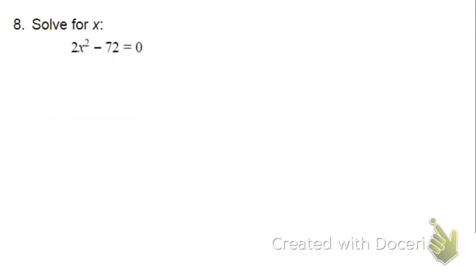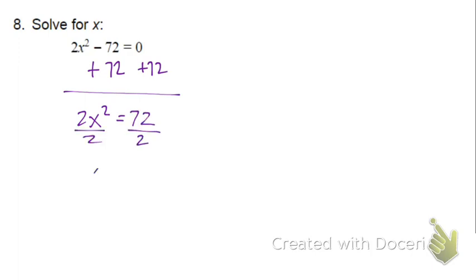Number 8, solve for x. A lot of people got -1. Do you know why you got -1? You did this. I'll show you what you did. You did, okay, plus 72, that's awesome. 2x squared equals 72. You divided by 2, that was awesome. You got x squared equals 36. You took the square root, that was awesome. And you got x equals 6, and that was not awesome. Plus or minus 6.